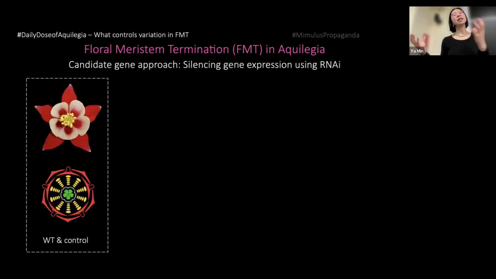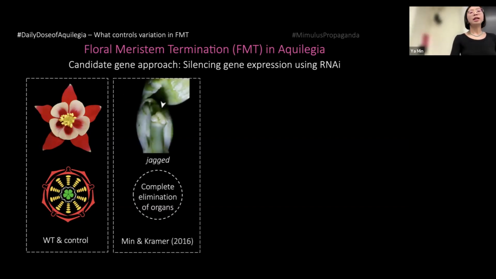To use Aquilegia to study this termination process, one obvious place for me to start is to see whether the known genes in Arabidopsis perform similar functions in my flowers too, right? So during my PhD, I have conducted functional study of a number of genes by silencing their expression in my flowers. So here we have a wild type Aquilegia flower, the front view of it, and the floral diagram.